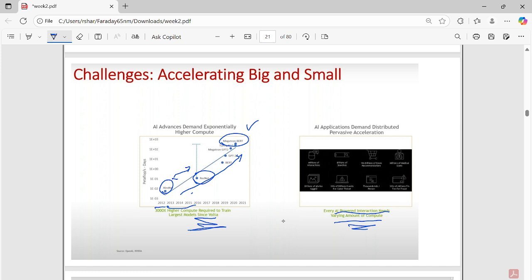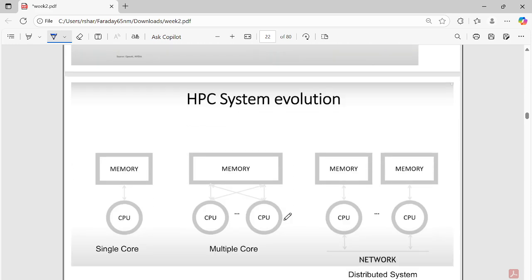So it's not just creating and improving the accuracy for a particular data set, but it is much more than that. So next, HPC evolution. This is a single core CPU. In the earlier days, the performance was in the megaflops range, which consists of a single core CPU attached to a memory.